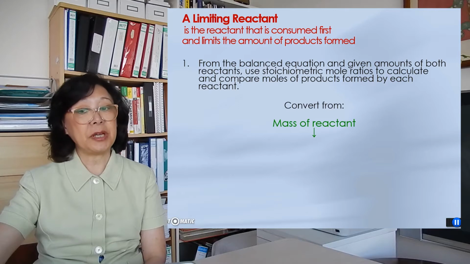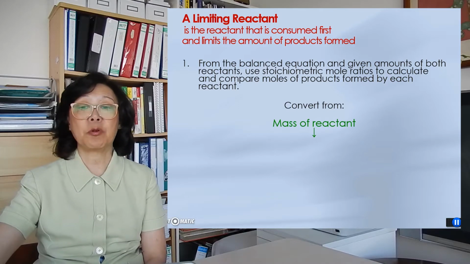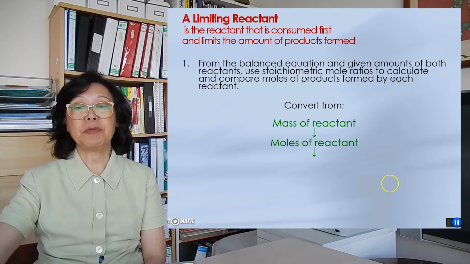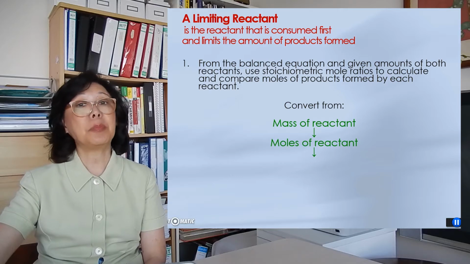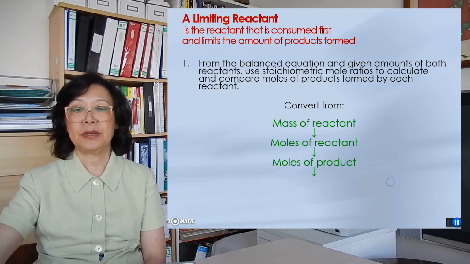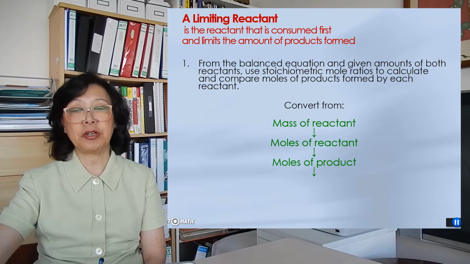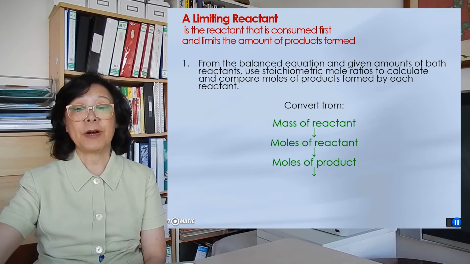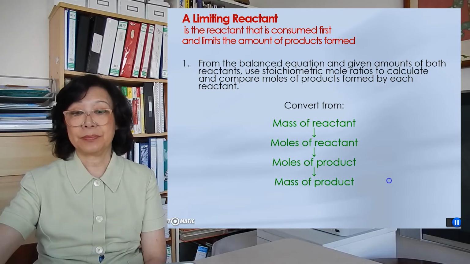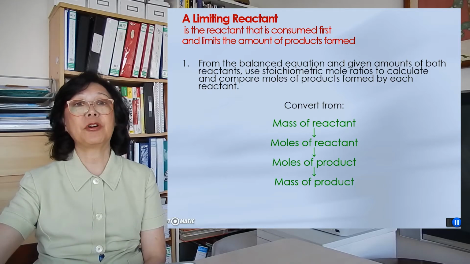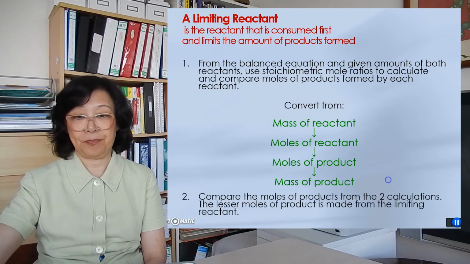The calculations would involve first writing a balanced equation. Then we would convert the mass of the reactant to moles of reactant. Now we are going to use the mole ratio from the balanced equation to find moles of product, and then gradually converting it into mass of product.